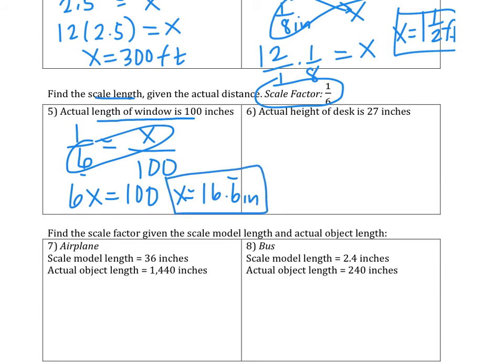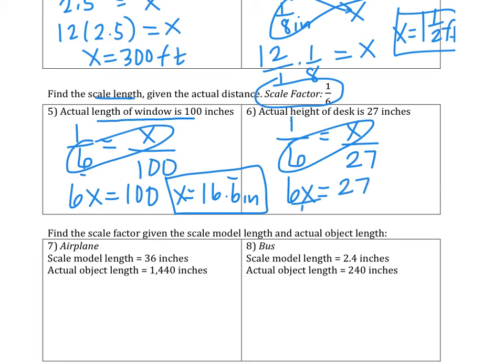Number 6, the actual height of the desk is 27 inches. Our scale factor is for every 1 inch, it's going to be 6 times more, the actual amount. And so our actual desk is 27 inches. And we want to know what the scale length is. 6x equals 27. Divide both sides by 6, and x equals 4.5 inches.